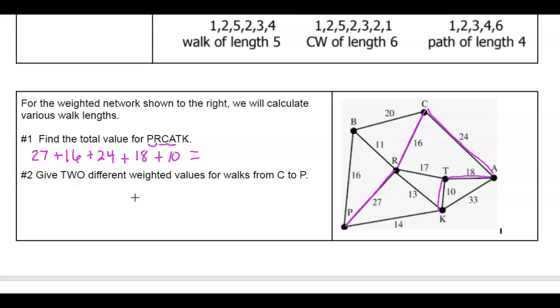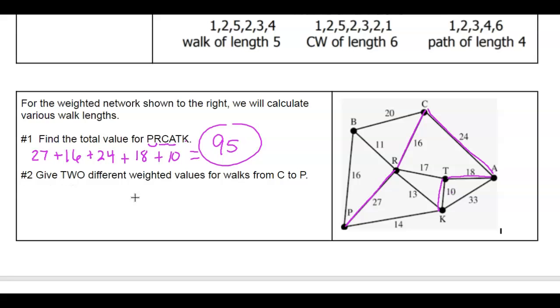Now we just add all these up: 27 plus 16 plus 24 plus 18 plus 10 is 95. And that's it. That's the total value. If these were prices or minutes or lengths or miles, it doesn't matter, but you can see the application. You use this every day, you just don't think about it, like when you're driving somewhere.